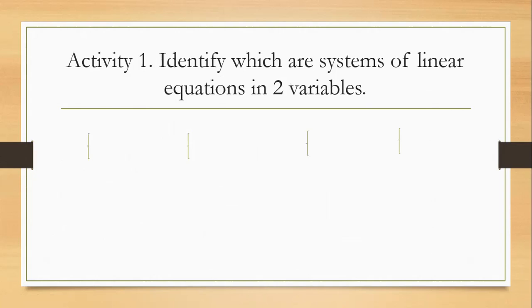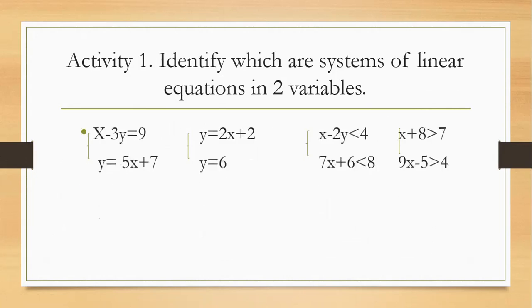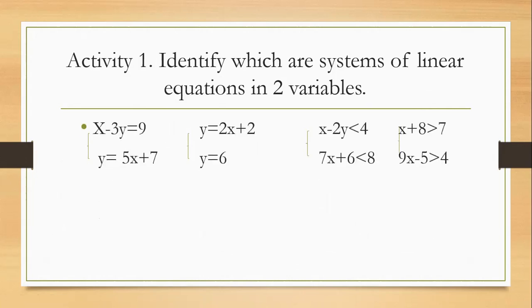So for our activity, can you identify which are the systems of linear equations in two variables? In your activity sheet, you're going to encircle. But since you will return your activity sheet, you just write all the systems of linear equations in your paper. So we have here an example. We have 4 systems here. You choose which of them is a system of linear equation in two variables. So let us take it one by one.